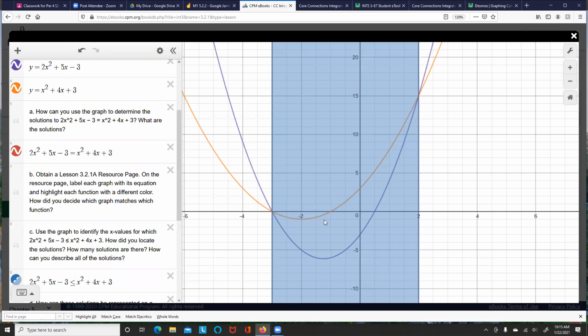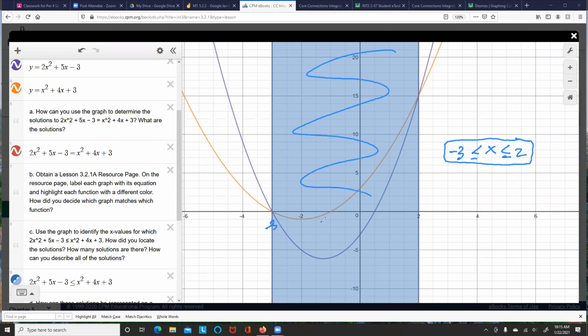Okay, so the way that we write that is, get my pen, you're writing this in your notebook. X is greater than or equal to, what is this, -3 right here? -3 and less than or equal to 2. Okay, so x is greater than or equal to -3 and less than or equal to 2. So that's all this area, you guys, right?